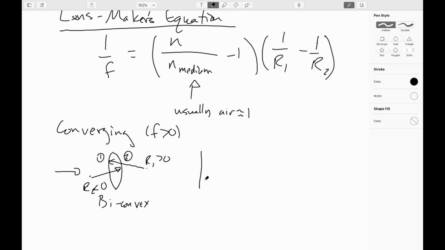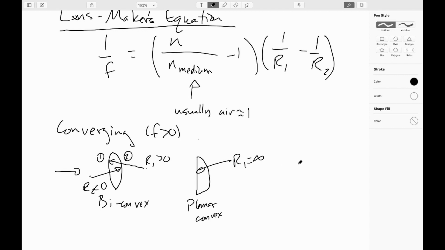Let's say you had something that looked like this: flat on one surface here, and then curved. This is called a planar convex lens. And here with this surface, this R1 would be equal to infinity. You put in the infinity for R1, this 1 over infinity would become 0.